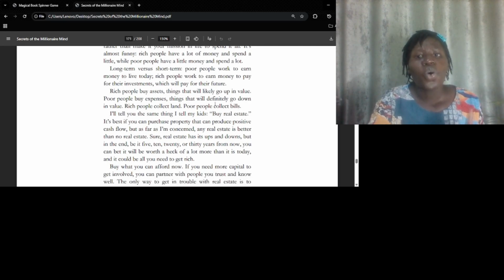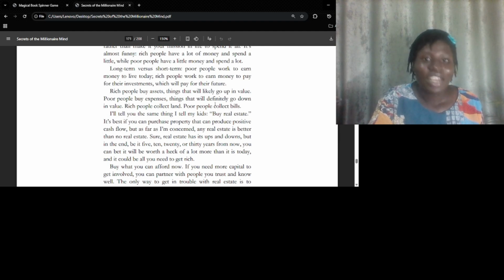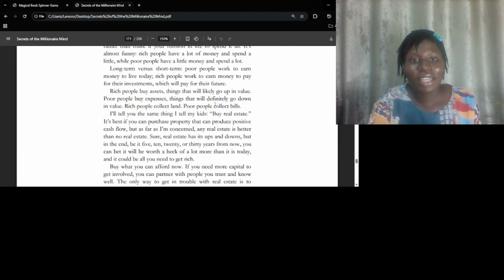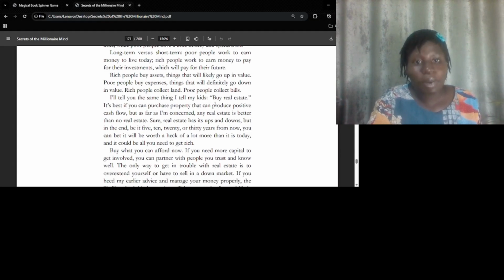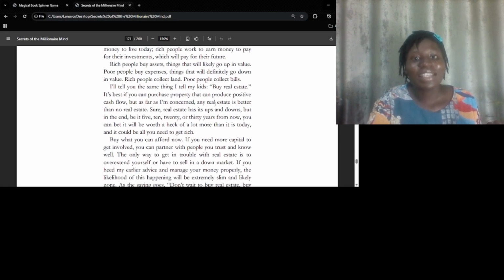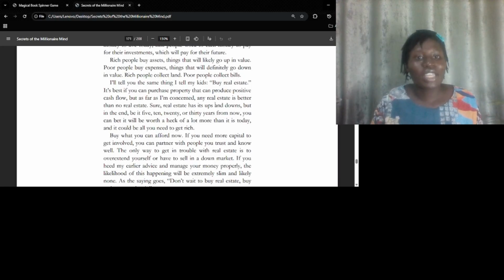Poor people work to earn money to live today. Yes. Rich people work to earn money to pay for their investments, which will pay for their future. Rich people buy assets, things that will likely go up in value. Poor people buy expenses, things that will definitely go down in value. Rich people collect land, poor people collect bills.